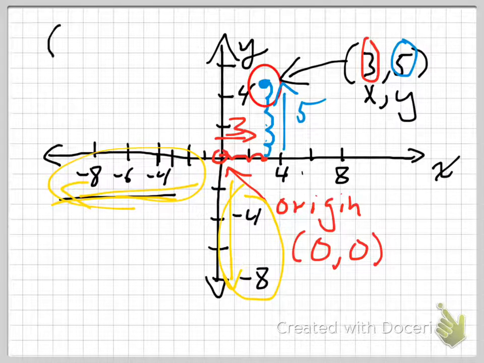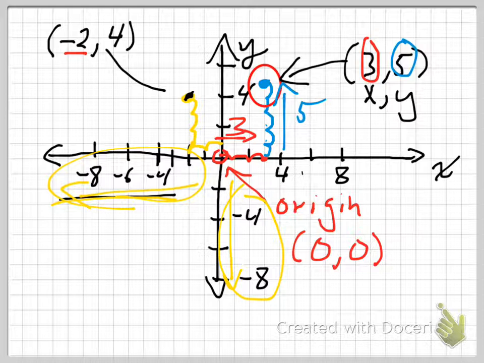Let's try the point -2, 4. Okay, so -2, 4. First, we're going to move 2 to the left. Let's pick a different color here. Let's go yellow. Let's move 2 to the left. That's -2. And we go up. My number line got a little messed up, so there's 1, 2, 3. It'll be right there at 4. And so let's go ahead and put a black dot right there. And that is the point -2, 4.